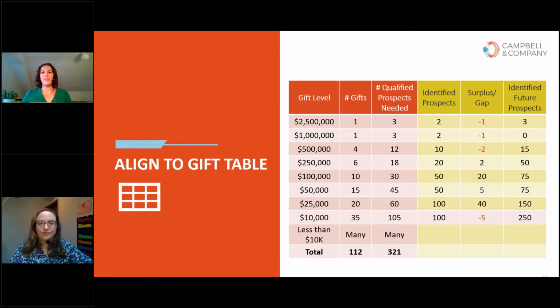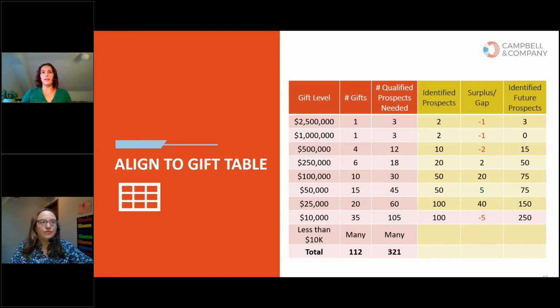So then once you have your capacity score and your segmentation, you can go ahead and align them to the gift table. So you can see these yellow columns that have been added to that same $10 million table that we looked at a few minutes ago. And the first column you can see is identified prospects.